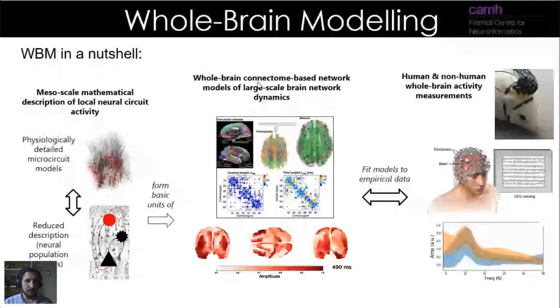So the neural population models are giving us the individual units in our network, and specifically, it's a graph, or it's a dynamic network where the edges of the graph, the edges of the network, are provided by what we call the anatomical connectome, or the large scale white matter connectivity, and the dynamics, the activity of the nodes, given by the neural population model.